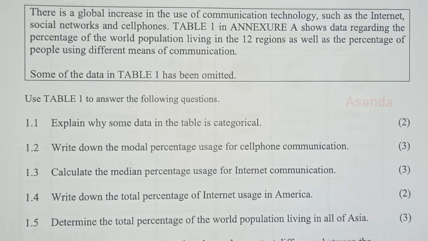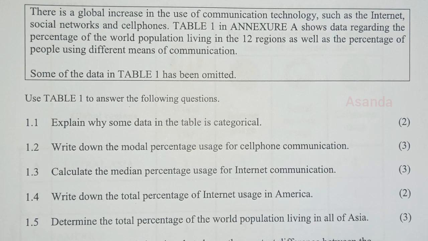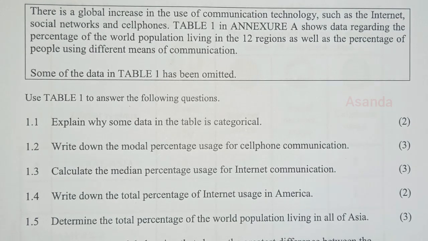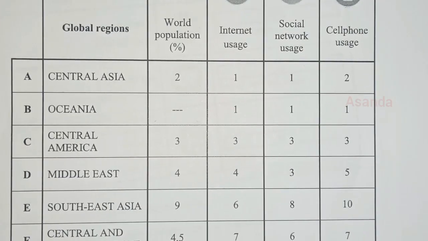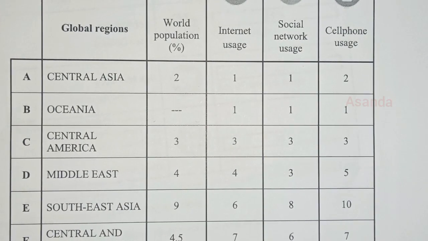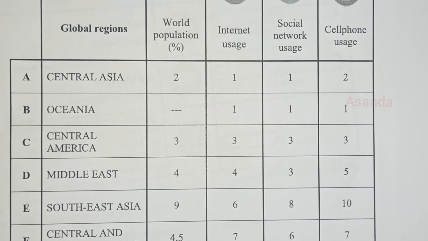There is a global increase in the use of communication technology, such as the internet, social networks, and cell phones. Table 1 in Annex A shows data regarding the percentage of the world population living in the 12 regions, as well as the percentage of people using different means of communications. Some of the data on Table 1 is omitted. So here is Table 1 with global regions, world population, internet usage, social network usage, and cell phone usage per region.